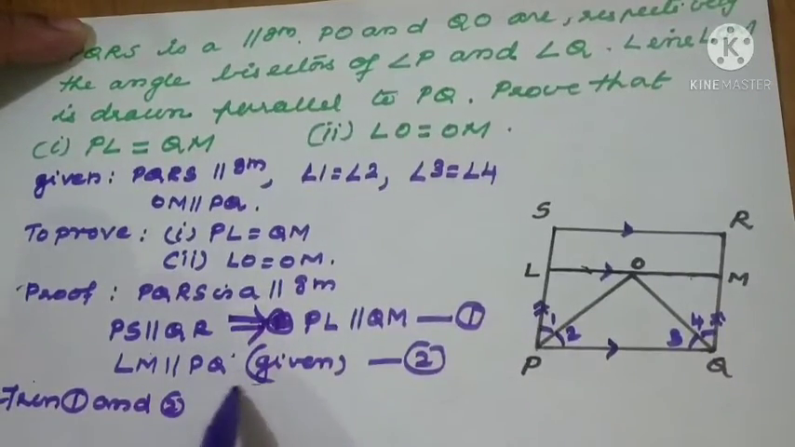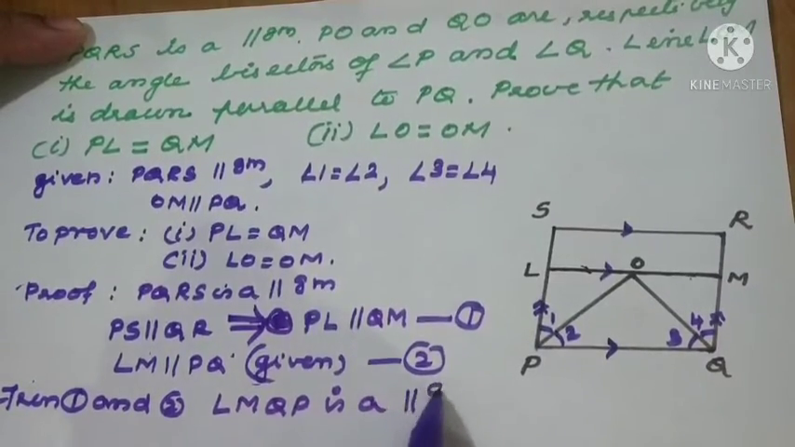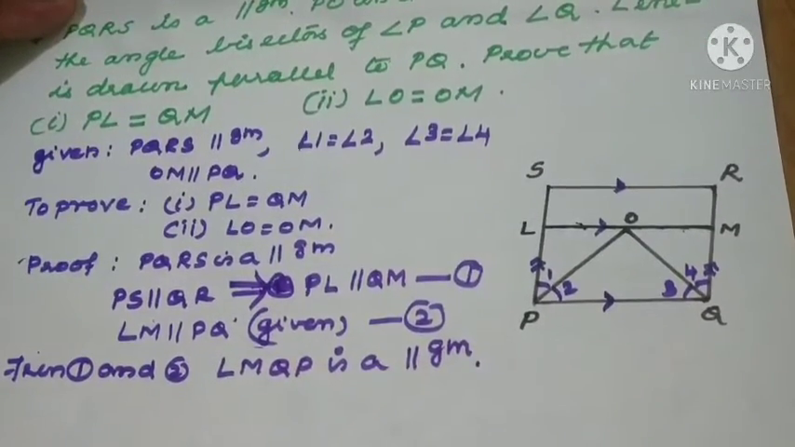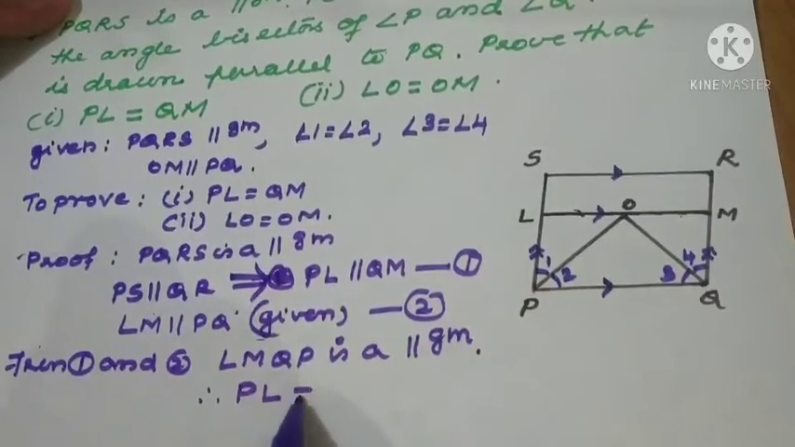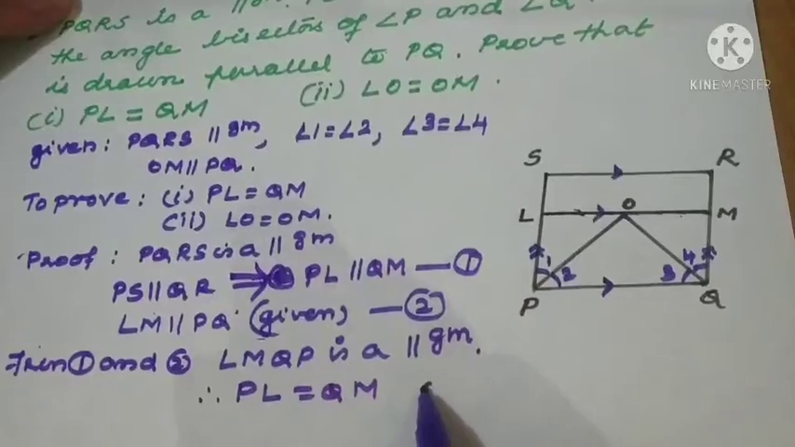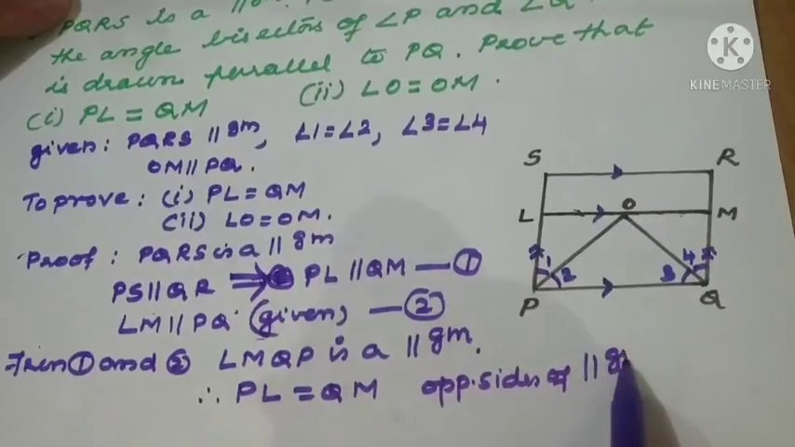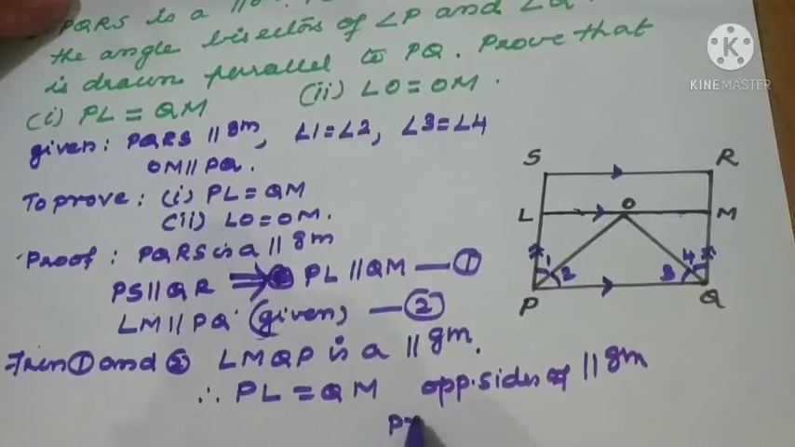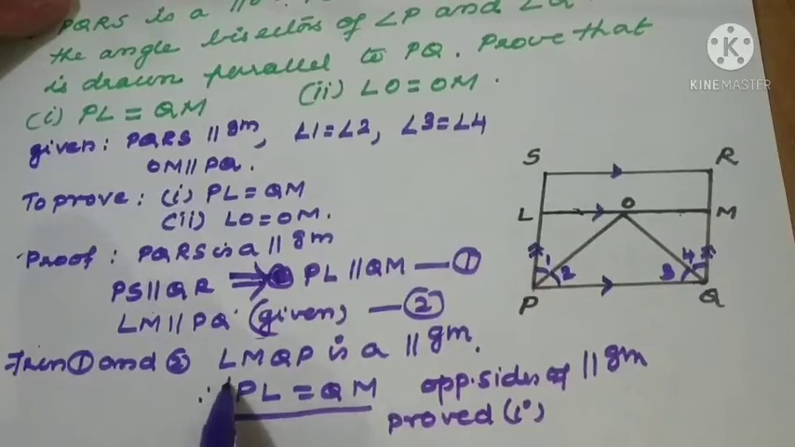So we can write that LMQP is a parallelogram. If it is a parallelogram, opposite sides are equal also. Not only parallel, opposite sides are equal. So what we can write? Therefore, PL equal to QM, opposite sides of the parallelogram. Right? So we have proved the first part, PL equal to QM. Proved 1.